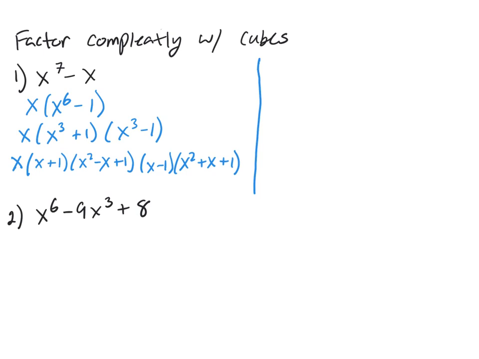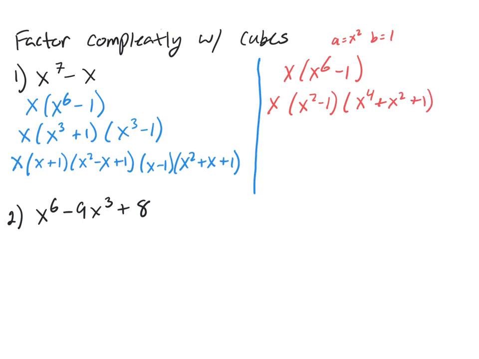Now what would happen if we treated this as a difference of cubes rather than a difference of squares first? So let's look at that. I would have factored out my GCF. All right, now I can treat this as a difference of cubes. So we're going to have x times, my a value would be x squared, my b value would be 1. So we'd have x squared minus 1 times x to the fourth, right, x squared squared, plus x squared plus 1. Now I have a difference of squares here. This x squared minus 1 is a difference of squares. So I'd have x times x plus 1, x minus 1, and then times that trinomial.